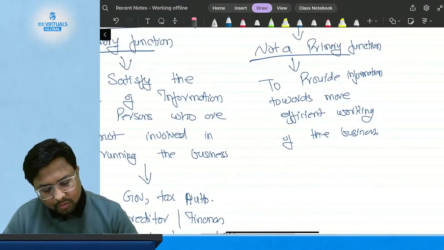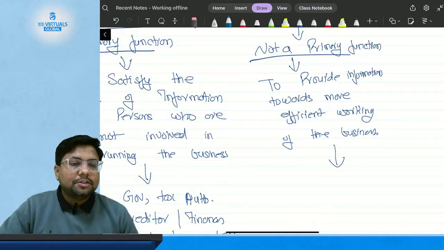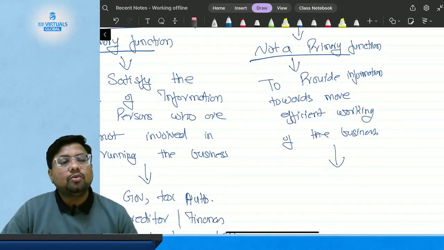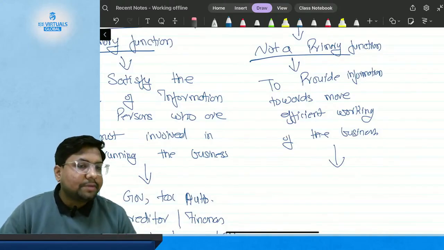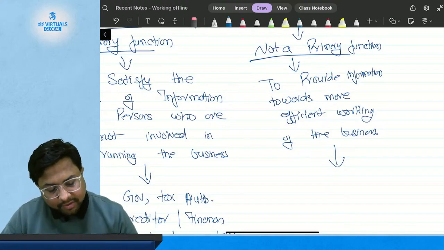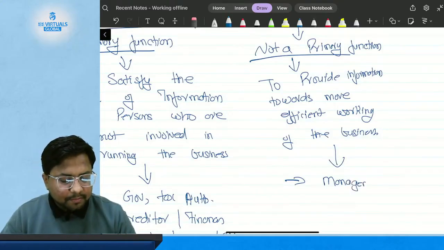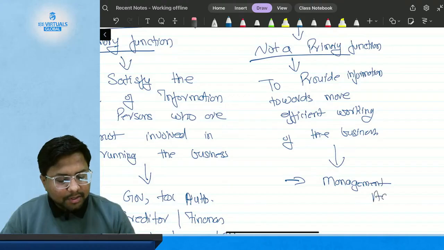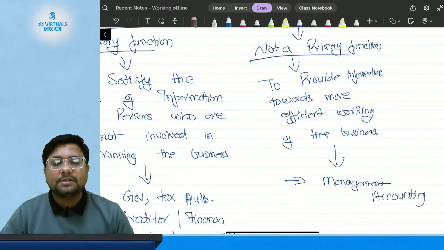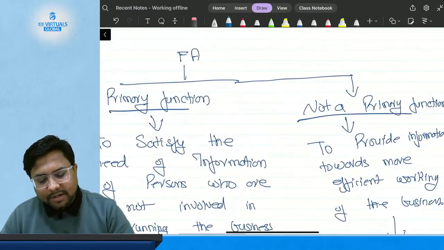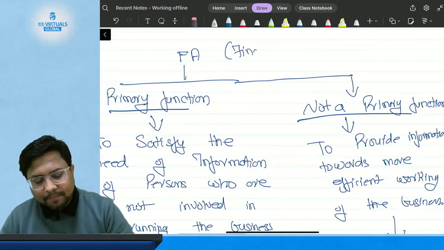Now, which is the method primarily concerned with providing information to management towards the most efficient functioning of the business? It is not financial accounting, it is management accounting. That is a separate subject at your knowledge level. So this is the summary of financial accounting.